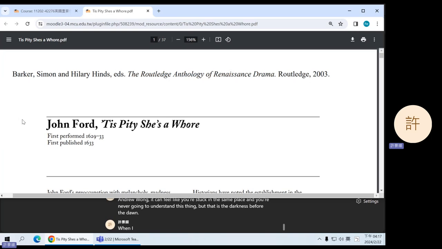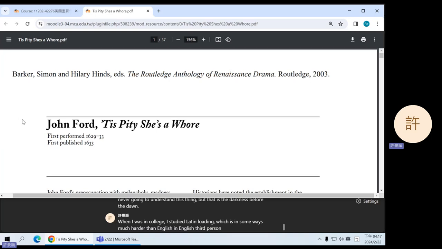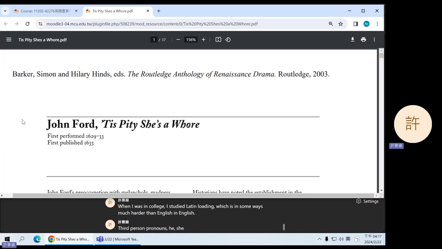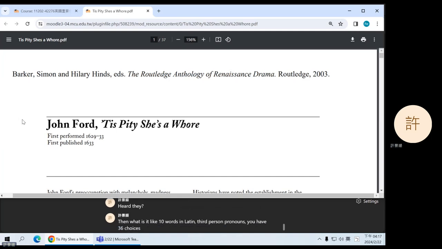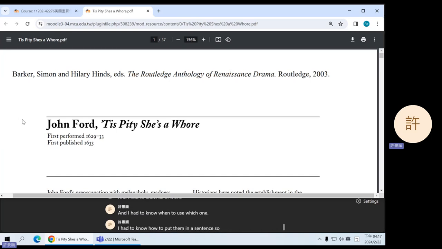When I was in college, I studied Latin, which is in some ways much harder than English. In English, third person pronouns, he, she, it, him, her, they, them, what is it, like 10 words? In Latin, third person pronouns, you have 36 choices. And I had to know all of them. And I had to know when to use which one. I had to know how to put them in a sentence. So, you know, even for somebody as smart as myself, it was a challenge.